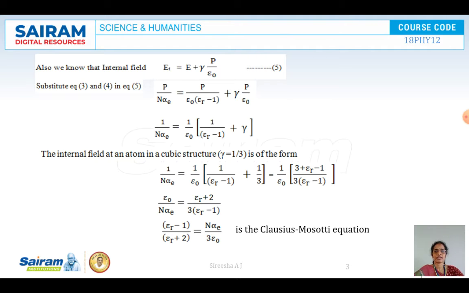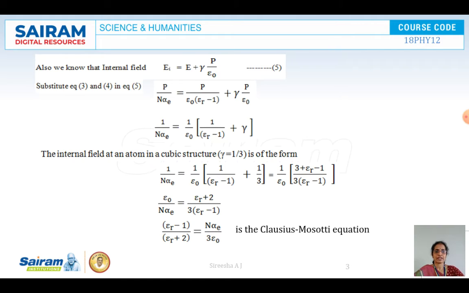For the internal field at an atom in a cubic crystal structure, gamma is taken as 1 by 3. In the previous section, when we were seeing the expression for the internal field, we gave gamma as 1 by 3 for cubic structure. So here we are taking the same value, gamma is equal to 1 by 3, and substituting it into the above equation, we rewrite the equation as 1 by n alpha E is equal to 1 by epsilon naught into 1 by epsilon r minus 1 plus 1 by 3.